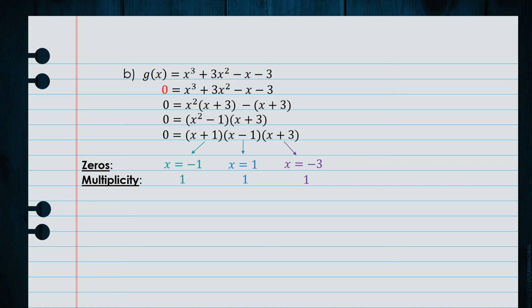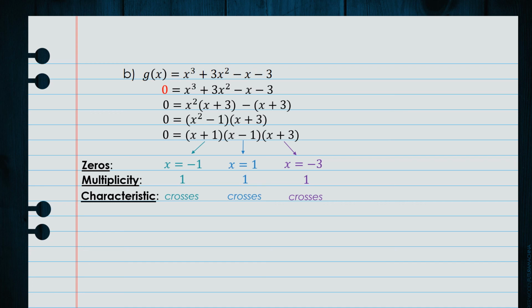Now that we've identified the multiplicities, we're ready to state the characteristics. The characteristic depends on whether the multiplicity is even or odd. Notice the multiplicity is 1. 1 is odd, which means it crosses the x-axis. The next one, multiplicity is also odd, so it crosses. And the last one is also odd, which will also cross the x-axis.